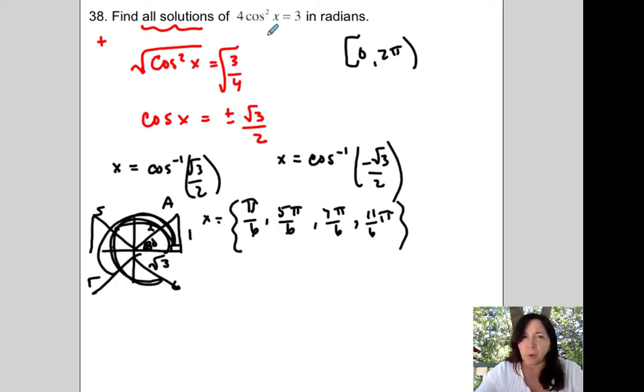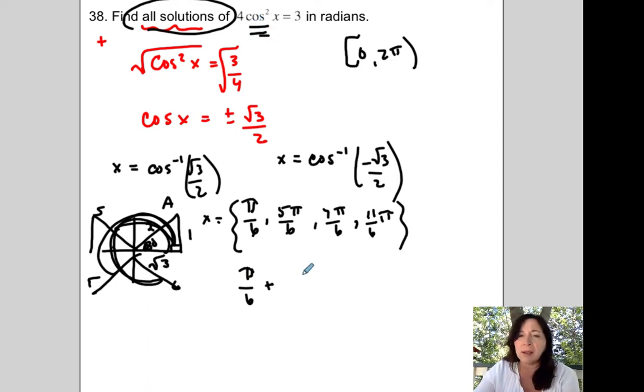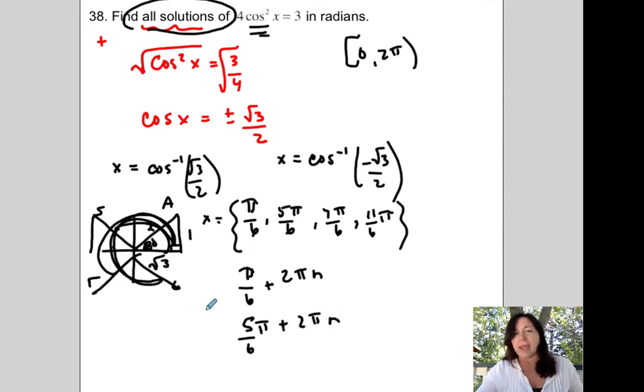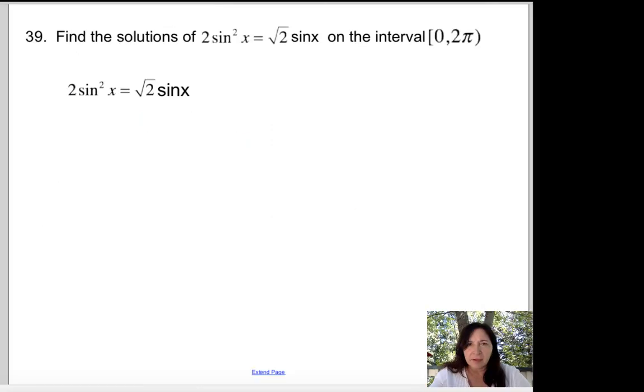But because I asked for all solutions, you would take these answers, and each one of these would be pi over 6 plus, because the period for cosine is 2 pi, plus 2 pi n, or 2 pi k. And then you would go 5 pi over 6 plus 2 pi n. So like every 2 pi, you would just keep going and going for both of these as well.